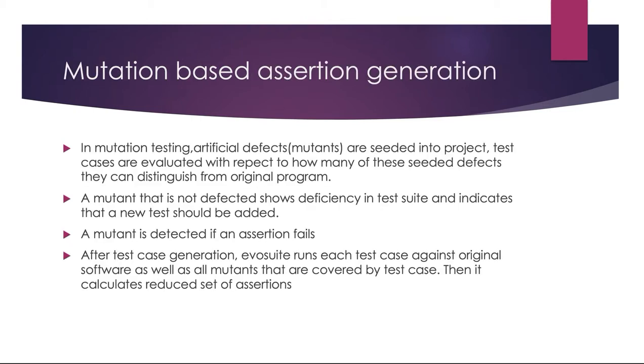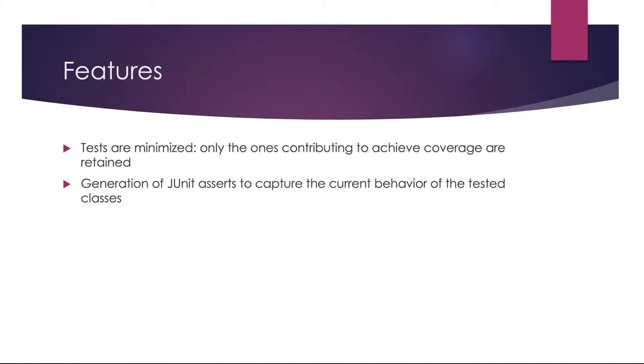Mutation based assertion generation. Mutation testing is like introducing artificial defects or mutants into the project. Test cases are then evaluated with respect to these mutants. If a mutant is not detected, it shows that the test suite is deficient and a new test case has to be added. After the test case generation, evosuite runs these test cases against the unmodified program as well as against mutants to come down to reduced assertions.